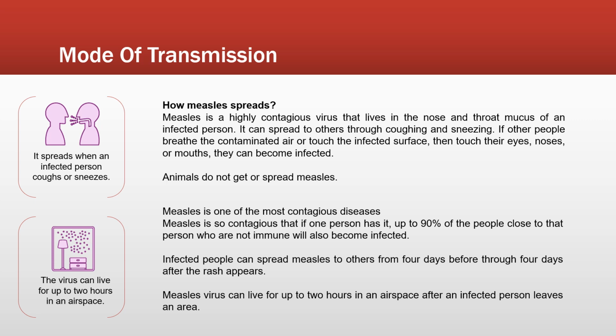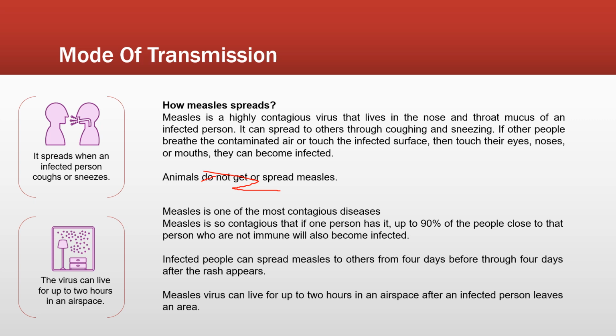As for this part, we will talk about the mode of transmission of measles, how measles spreads. It spreads when an infected person coughs or sneezes. It can spread to others through coughing and sneezing. If other people breathe the contaminated air or touch the infected surface, then touch their eyes, nose, or mouth, they can surely become infected. Animals do not get or spread measles.